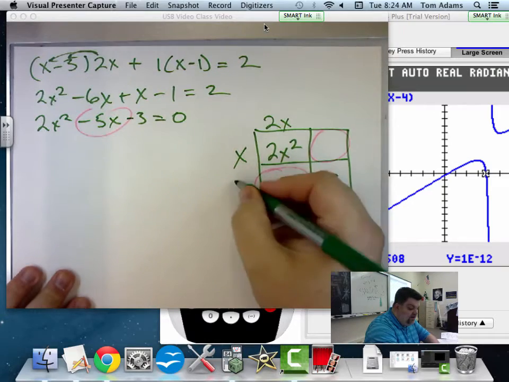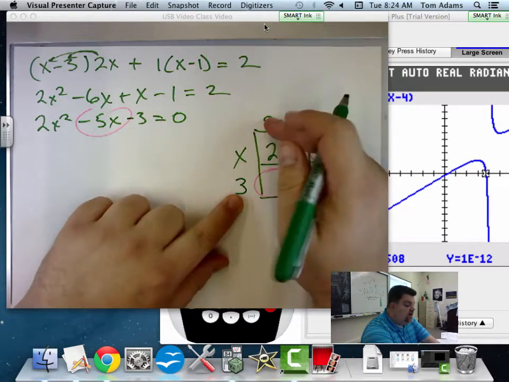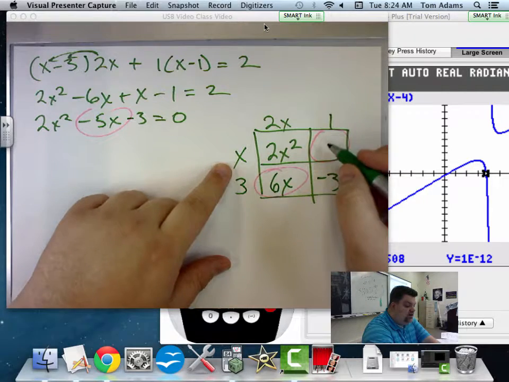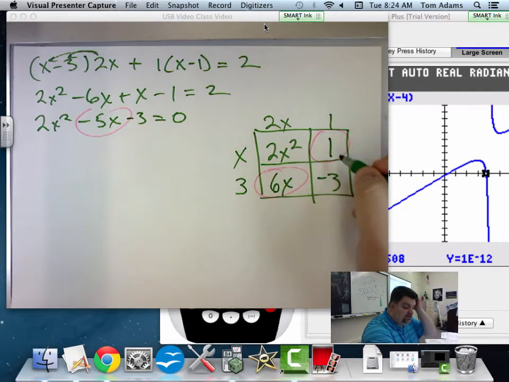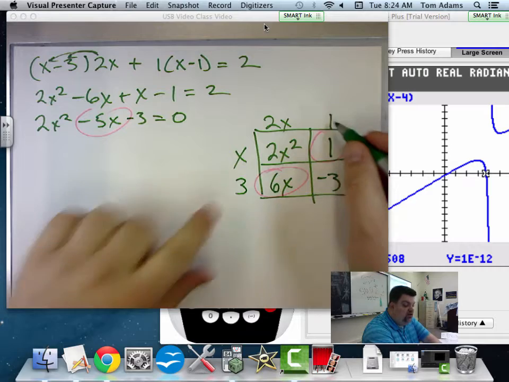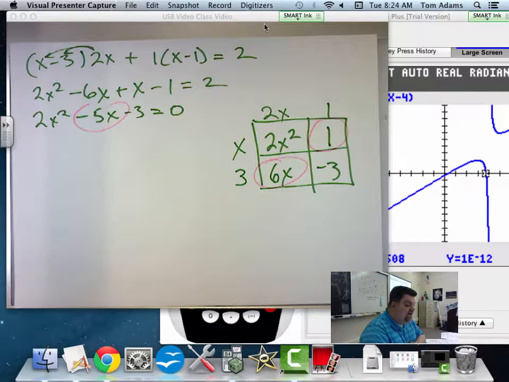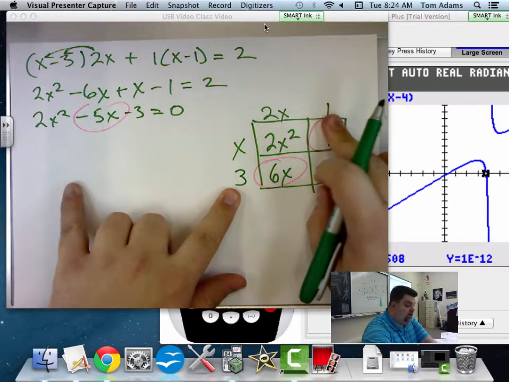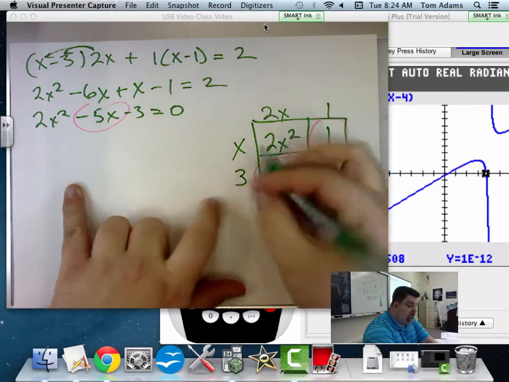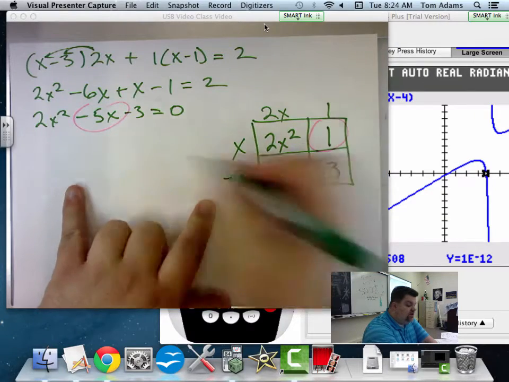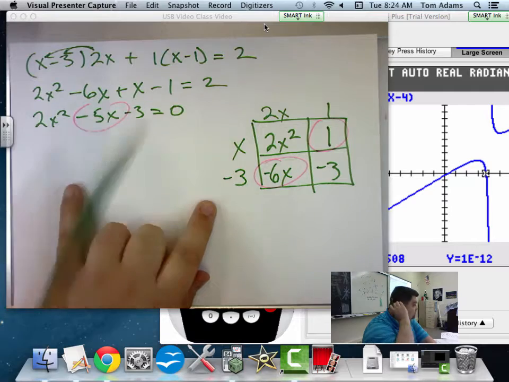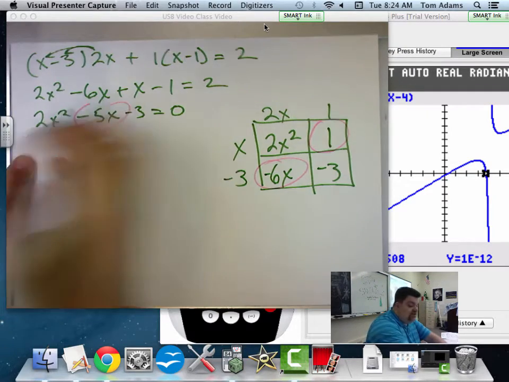So I'm thinking if I put the 3 here, I'll get 3 times 2, which will be 6x. And if I put a 1 here, I'll get 1x. But either the 1 or the 3 has to be negative in order to make this a negative 3. So which one has to be negative, the 3 or the 1? The 3, because if I make this negative, this becomes negative, and that's how I get the negative 5x. Does that make sense? So this does factor.